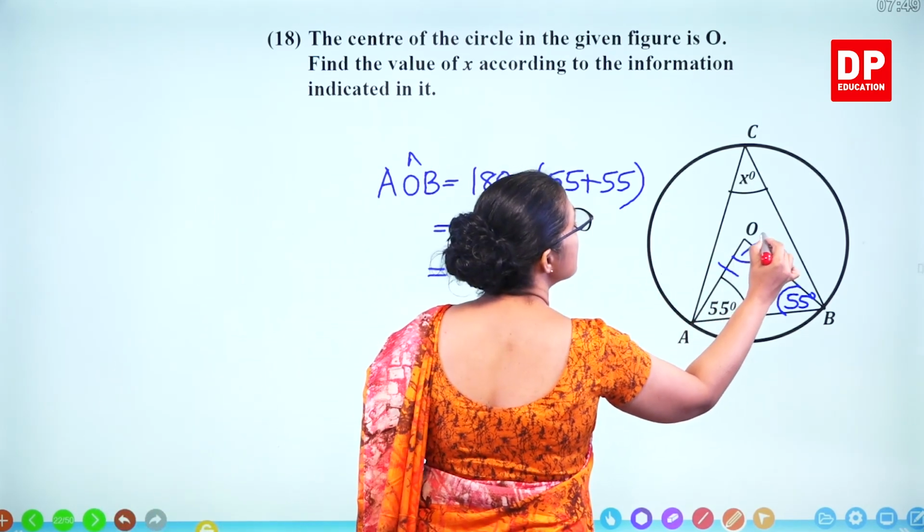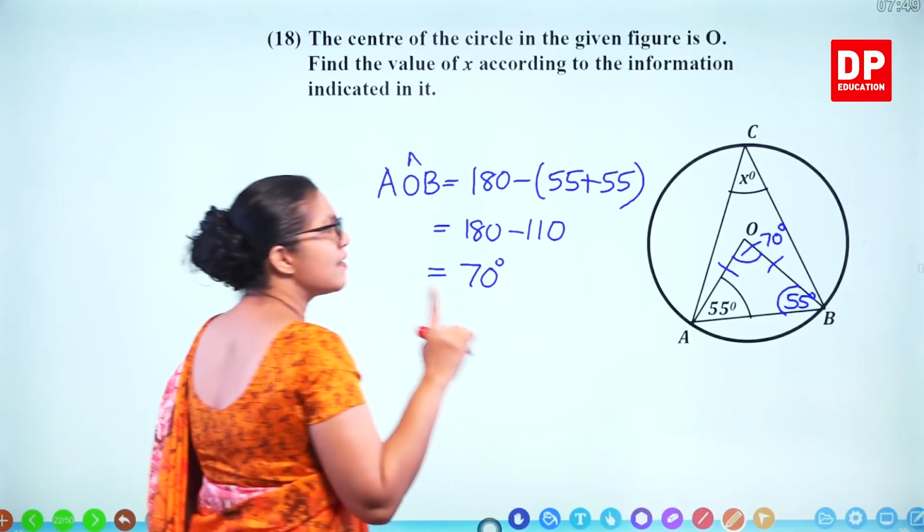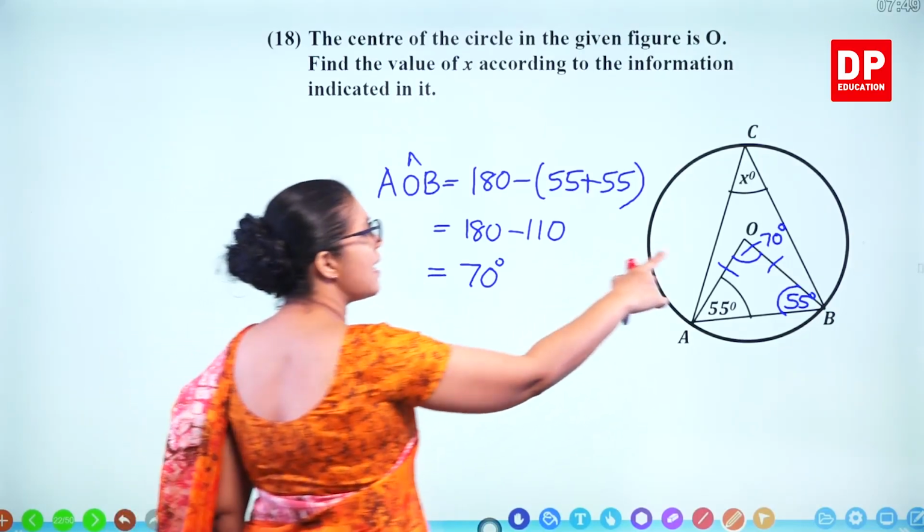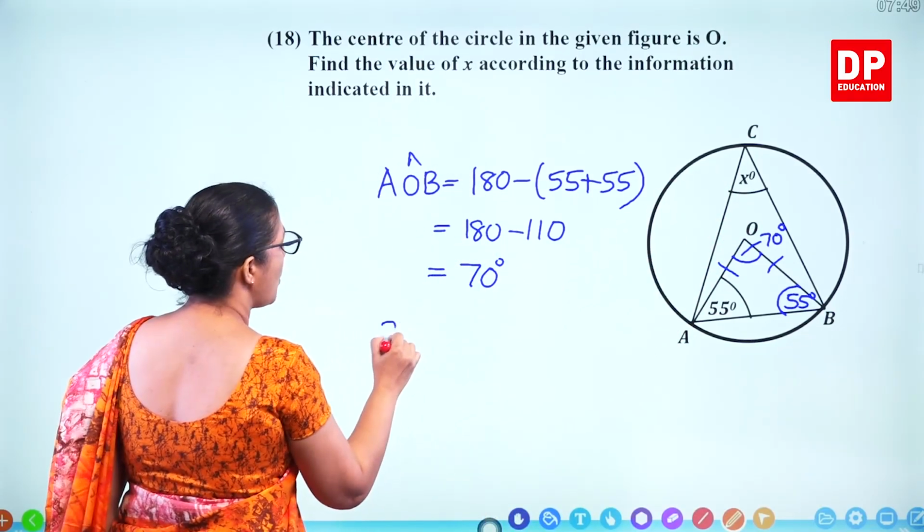So this is 70. Then, what's the relationship between this angle and this angle? So, what's x?